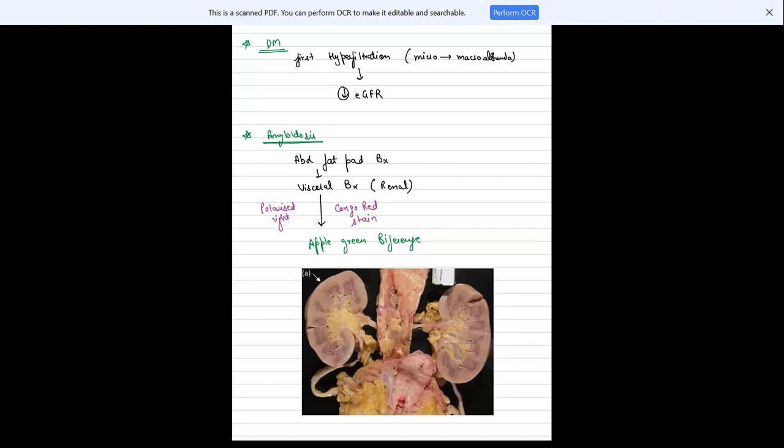Then the next condition we are going to discuss is amyloidosis. See, what is amyloidosis? Amyloidosis is the excess deposition of proteins in various parts of the body. Like it can be spleen, kidneys, liver, any organ, fat pad, skin. So there are different organs that can be involved in amyloidosis, leading to proteinuria and nephrotic range proteinuria.